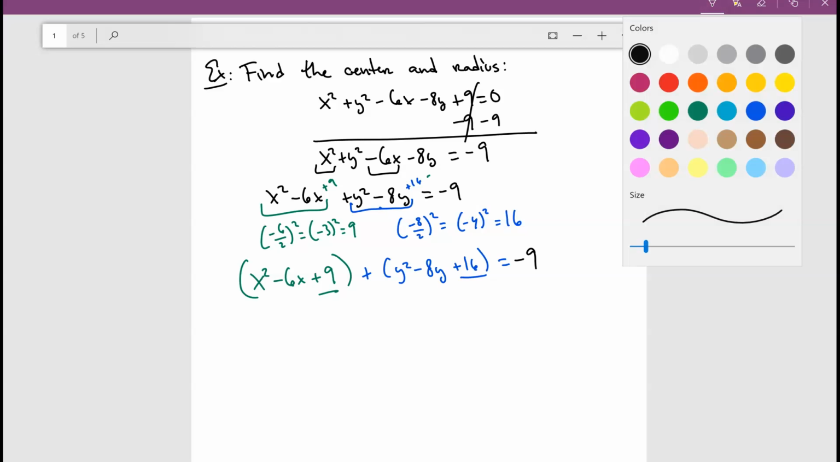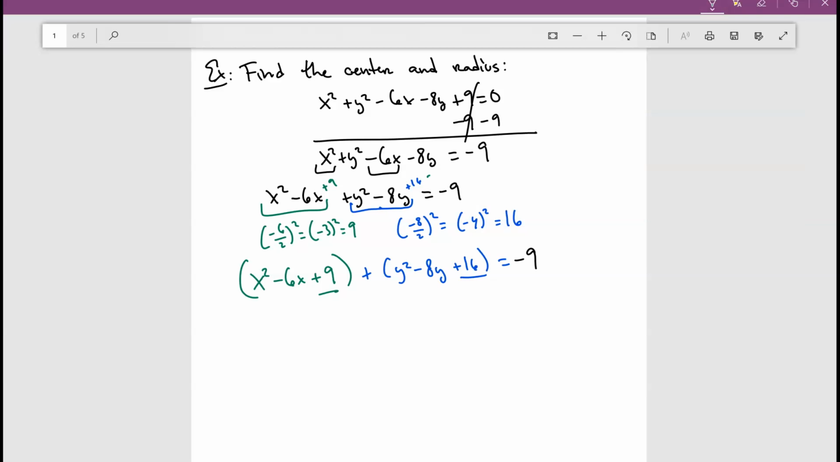Notice that I added the things that I underlined. So I added this 9 out of nowhere, so I've got to add the 9 over here. Whatever I do to one side, I've got to do to the other side. And notice that I also added a 16 here, so I add a 16 over here. That way everything is good.